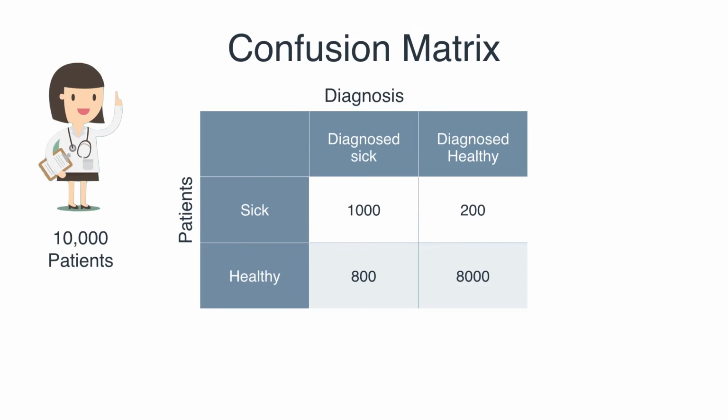Now we'll introduce what's called a confusion matrix. This is a table that will describe the performance of a model. In this model, we have 10,000 patients. 1,000 of them are sick and have been correctly diagnosed as sick. We call these true positives. 200 of them are sick and have been incorrectly diagnosed as healthy. So we call them false negatives. 800 patients are healthy and have been incorrectly diagnosed as sick. We call these false positives. And finally, 8,000 patients are healthy and have been correctly diagnosed as healthy. We call these true negatives. The confusion matrix is simply the table that stores these 4 values.